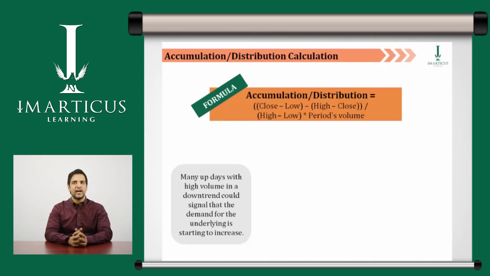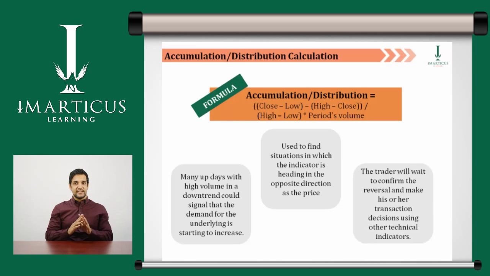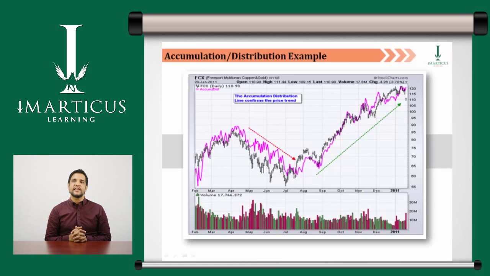Many up days occurring with high volume in a downtrend could signal that the demand for the underlying is starting to increase. It is used to identify situations in which the indicator is heading in the opposite direction as the price. Once this divergence has been identified, the trader will wait to confirm the reversal and make his or her transaction decisions using other technical indicators. An uptrend in the accumulation distribution line reinforces an uptrend on the price chart and vice versa.